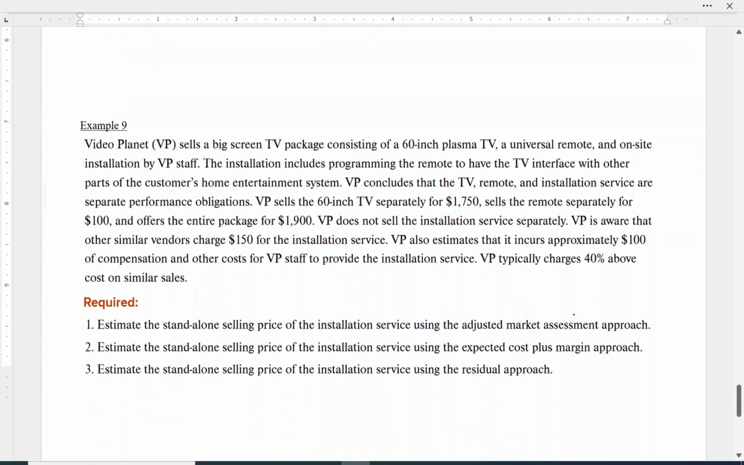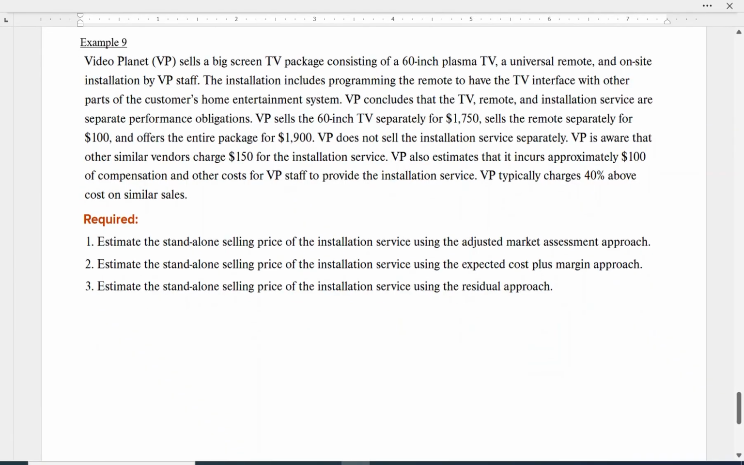And let's take a look at one last example here. Video Planet sells a big screen TV package consisting of a 60-inch plasma TV, a remote, and on-site installation. The installation includes programming the remote to have the TV interface with other parts of the customer's home entertainment system. The company concludes the TV, the remote, and the installation are separate performance obligations.